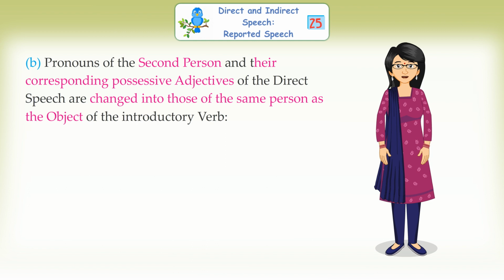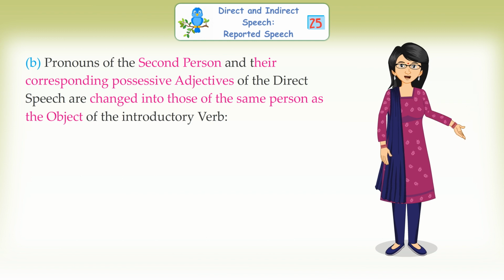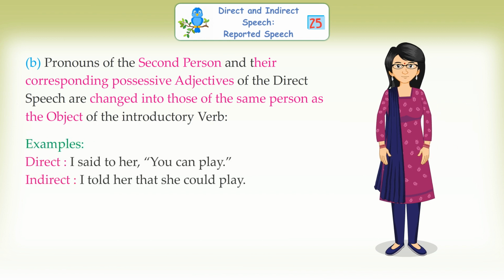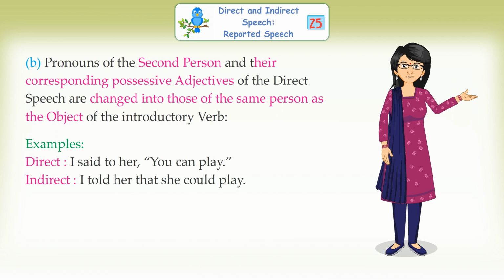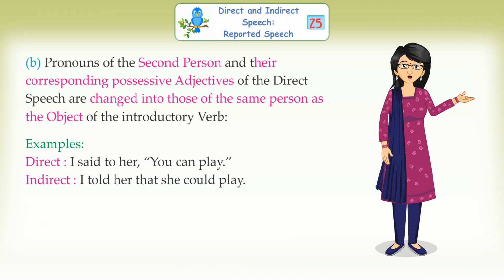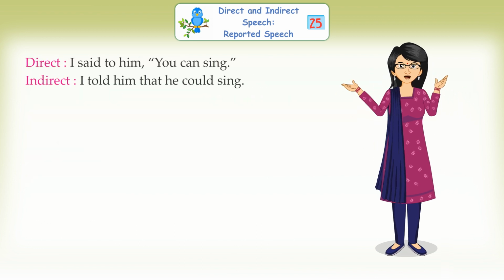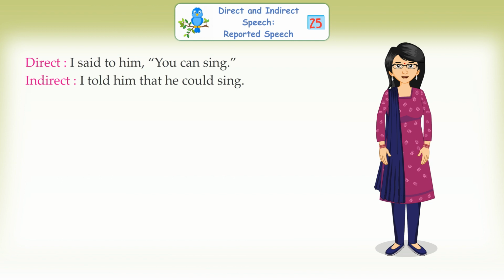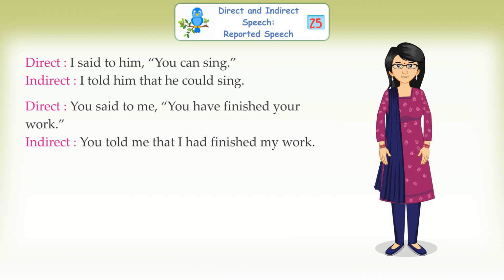Pronouns of the second person and their corresponding possessive adjectives of the direct speech are changed into those of the same person as the object of the introductory verb. Examples: Direct: I said to her, "You can play." Indirect: I told her that she could play. Direct: I said to him, "You can sing." Indirect: I told him that he could sing. Direct: You said to me, "You have finished your work."